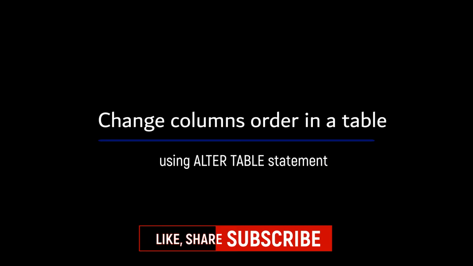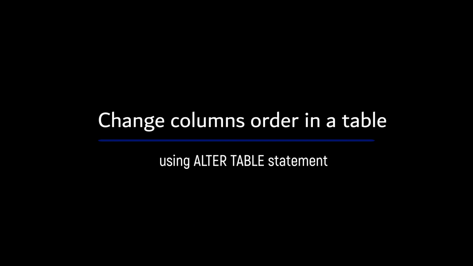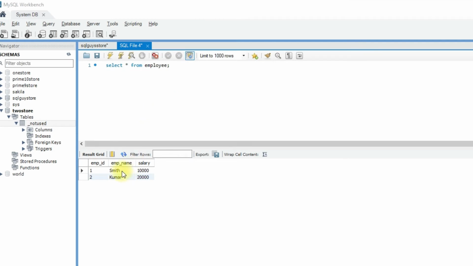Today in this video I will explain how to change columns order in a table using alter table statement. Here we have the employee table with three columns: employee ID, employee name and salary. So I would like to change the employee name to store in two different fields, first name and last name.